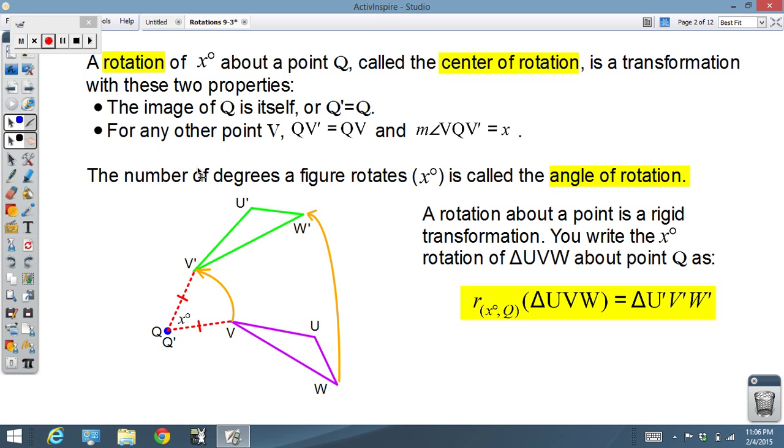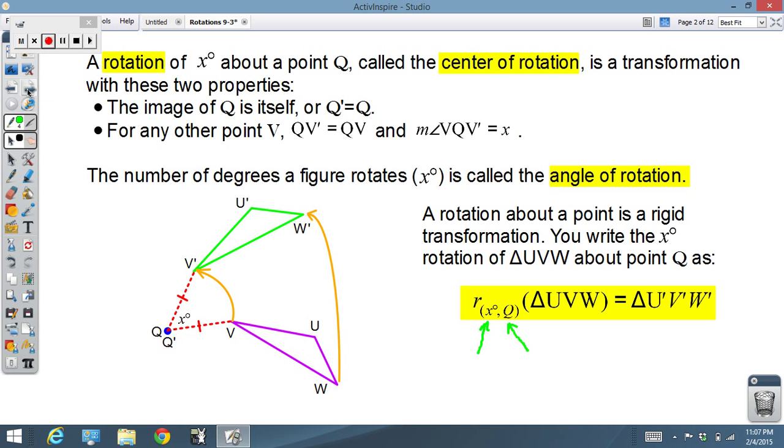Next, that measure x degrees is called the angle of rotation. The rule we write for this rigid transformation uses a little r to mean it's a rotation. Right here we put the angle of rotation, and right here we put the center of rotation. So this rule means a rotation of x degrees about point Q of triangle UVW, and we get out triangle U prime V prime W prime. That's our notation for writing a rule for a rotation.